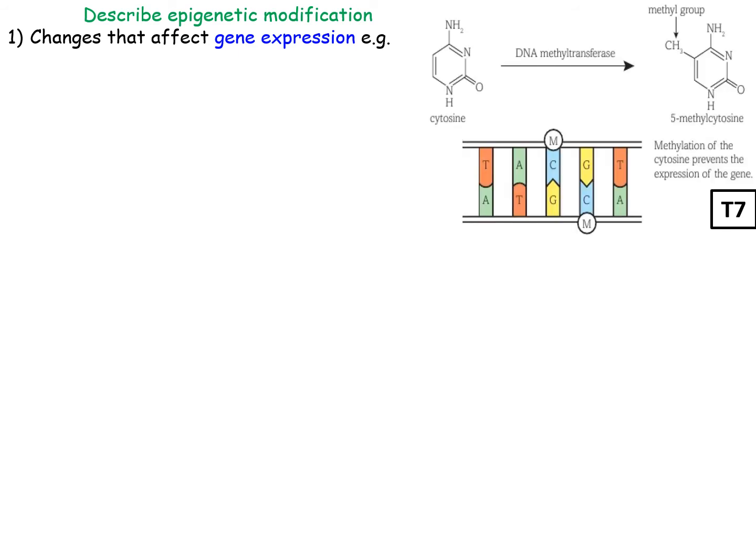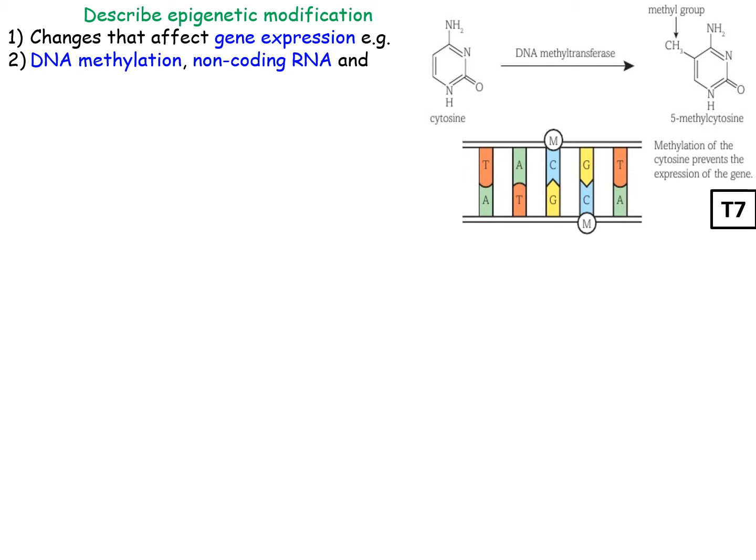Describe epigenetic modification. Epigenetic modification is changes that affect gene expression. So we saw some examples earlier. You can see an example here. We've got a cytosine base, that cytosine base is being methylated, and that methylation prevents the expression of the gene.